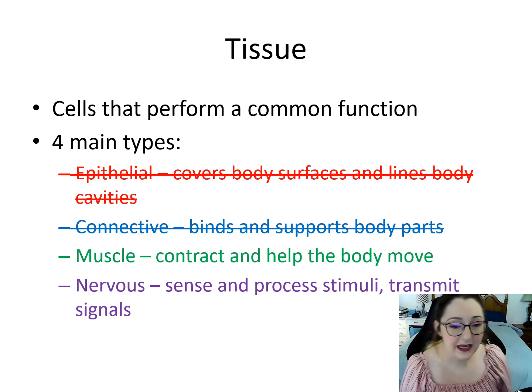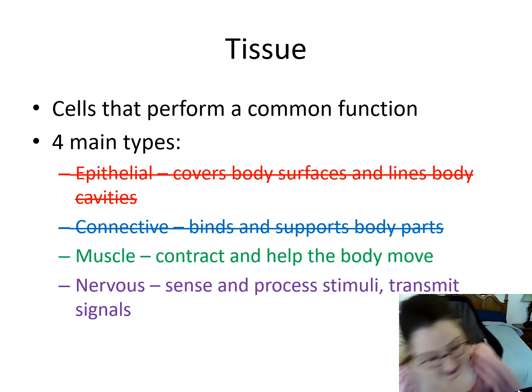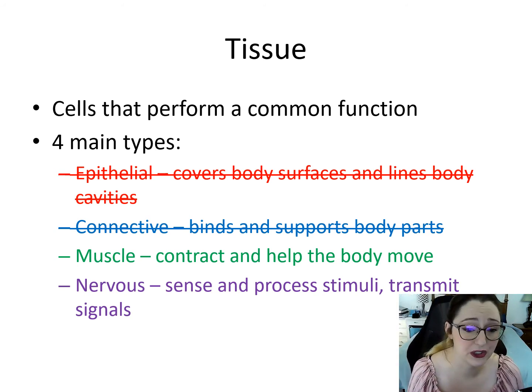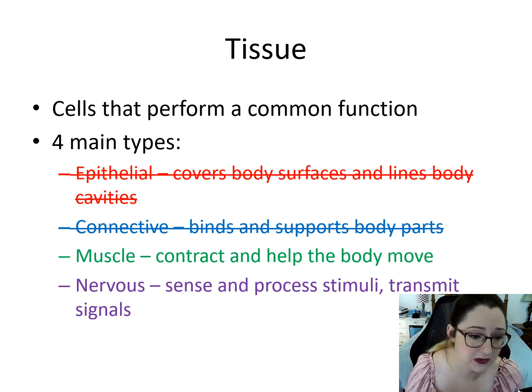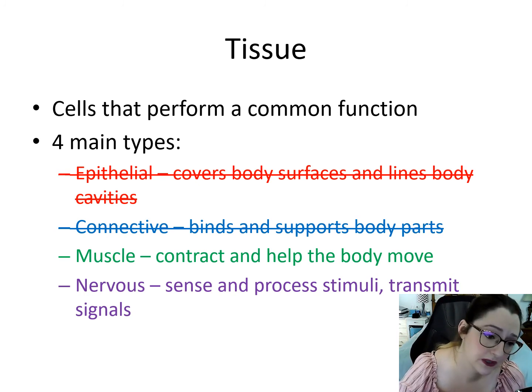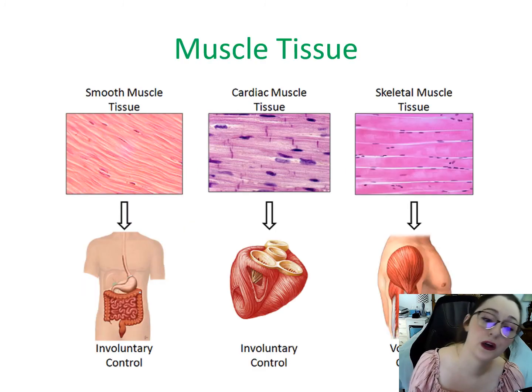Next up, in a shorter section of our types of tissues, is going to be your muscle tissue. These are going to contract and help the body move. There are three types of muscle tissue, pardon me.